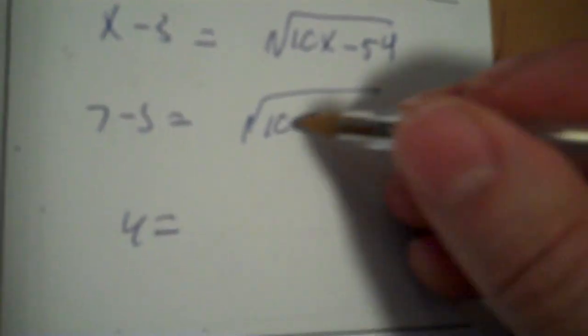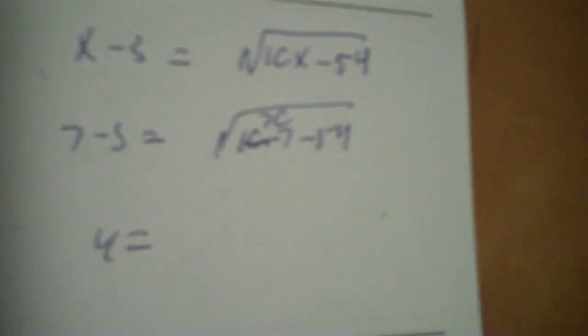So that's 4. That'd be 70. 70 minus 54 is 16. And the square root of 16 is equal to 4. Okay, so 4 equals 4. That checks. They both check out. You don't have to do that, I'm just saying.